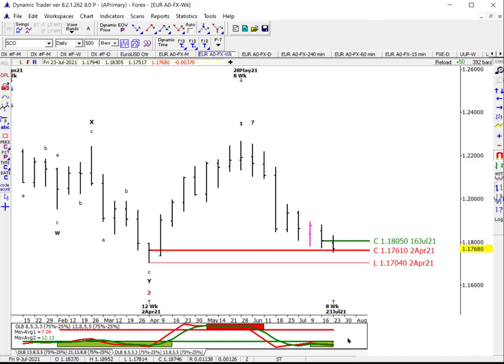Another one to really be aware of is notes and bonds. Notes and bonds are probably coming into a top that's potentially a major wave 4 corrective high. That'll be not just a multi-week top, but potentially a multi-month top. Let's look at one other market.